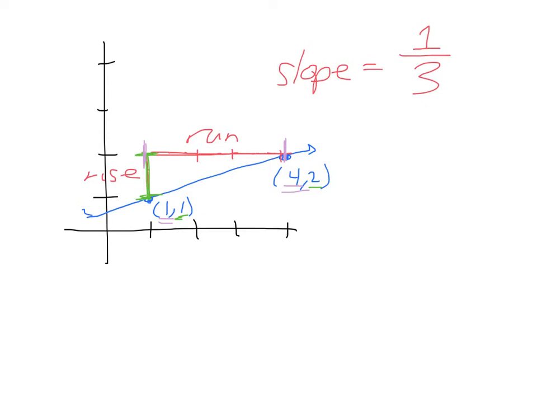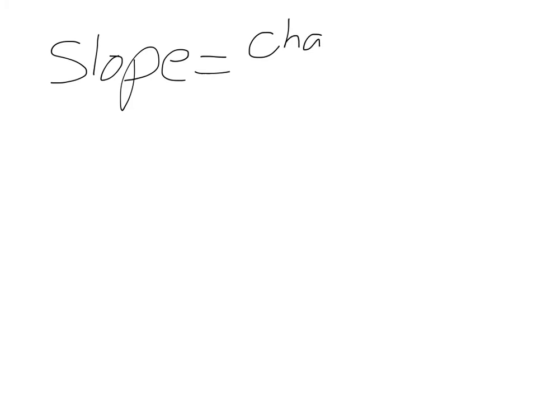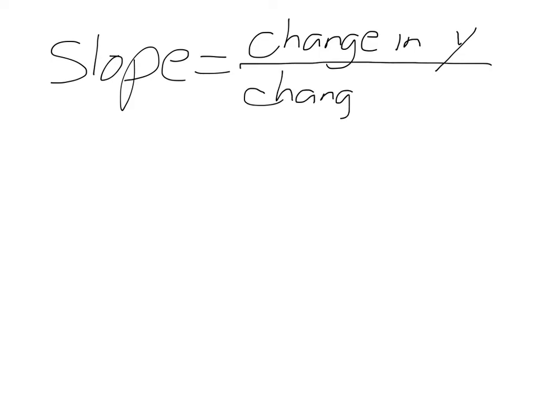So if we think about what I just did, the slope was 2 minus 1 over 4 minus 1, which is nothing more than the way the y changes and the way the x changes. So what we can say is that the slope is actually equal to the change in y, so how the y values change, over the change in x.